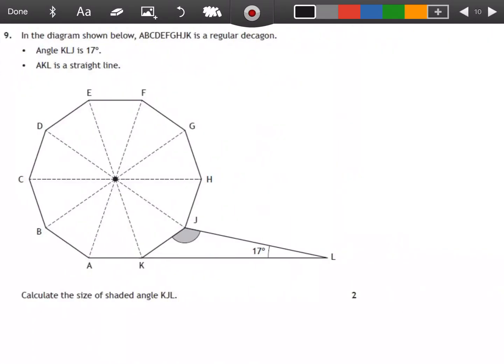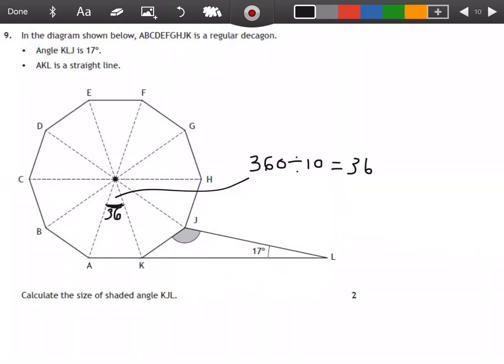Let's see, number 9. A regular decagon, so we've got a 10-sided shape there. Angle 17. Calculate the shaded angle, the one there in the picture. Right, okay, let's have a wee go at that. First thing I'm going to do is, because it tells us it's a 10-sided shape, all of these angles here in the middle are the same size, and there's 10 of them. So 360 divided by 10, because the full circle in the middle would be 360. So each wee one is 36, so that's 36 in there, okay?